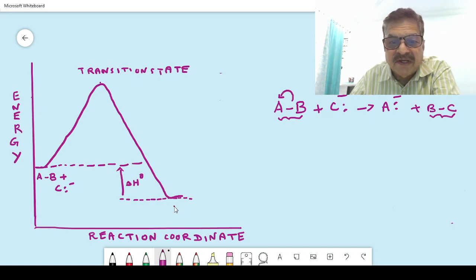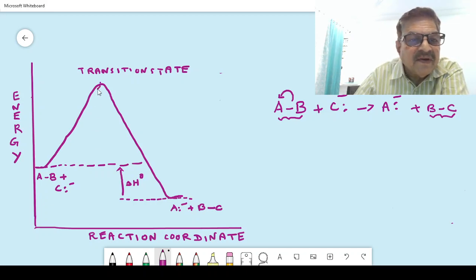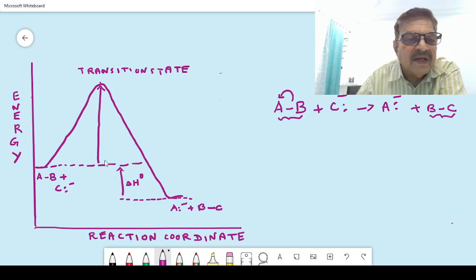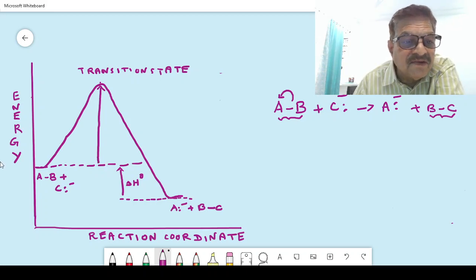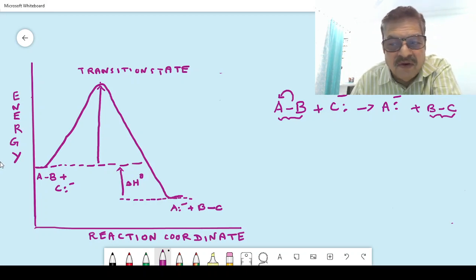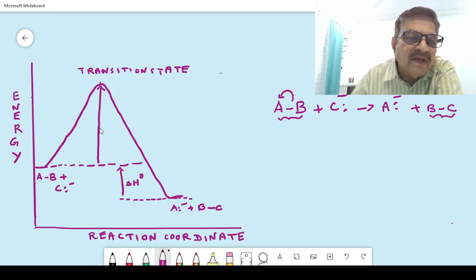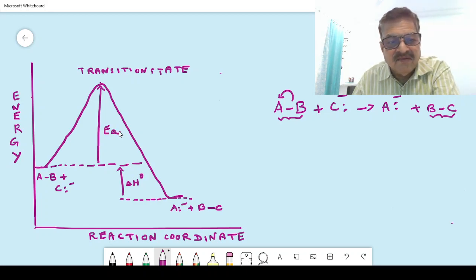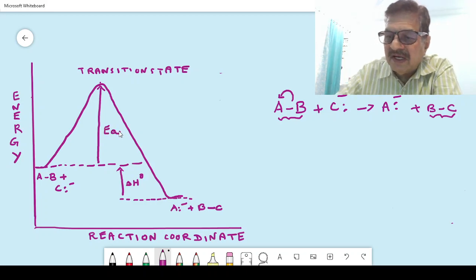So here we get the products here. That is, which are the products here? A minus plus BC. Correct? So this energy difference, that is the energy difference between the transition state and energy of the reactants here, this is the energy of activation, EA. So I will explain to you all these terms here.